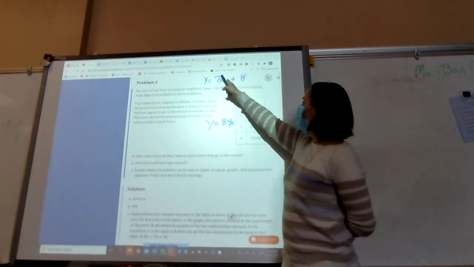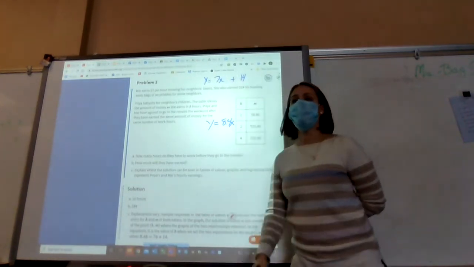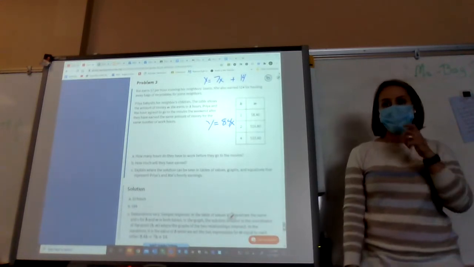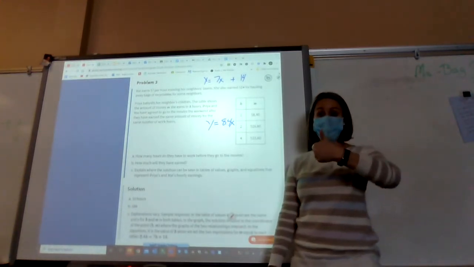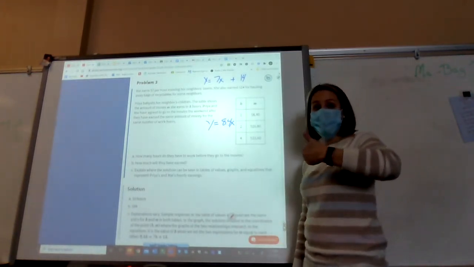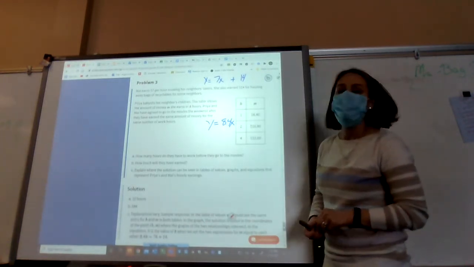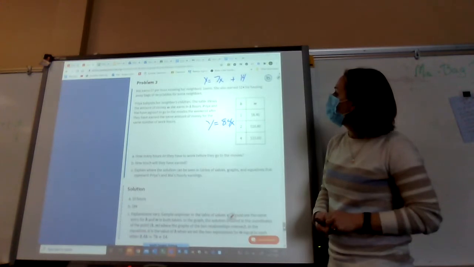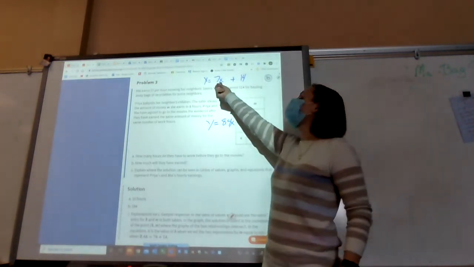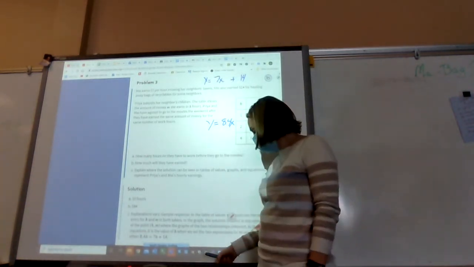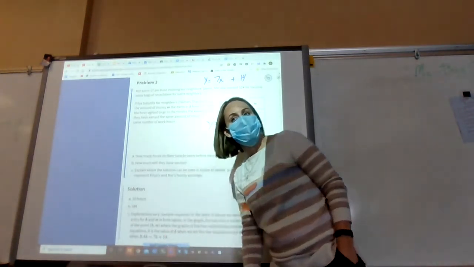So this is an equation that shows how much money she makes. If that makes sense to you, give me a thumbs up. Well, per hour. I thought it was per hour mowing. Per hour for what? Mowing her neighbor's lawn. So that's the extra, how many hours she would mow.